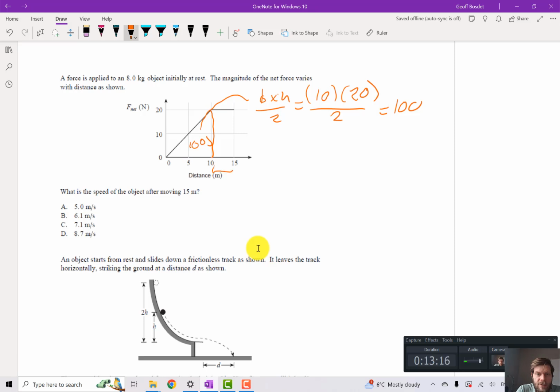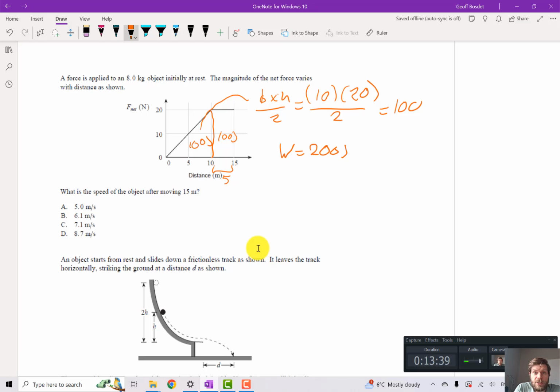And then this distance is 5. So we got 20 times 5 is our area of this rectangle here. 20 times 5 is 100. So we got another 100 joules because of that rectangle, leading to a total. Our work is 200 joules total: 100 for the first 10 meters and 100 for the next 5.